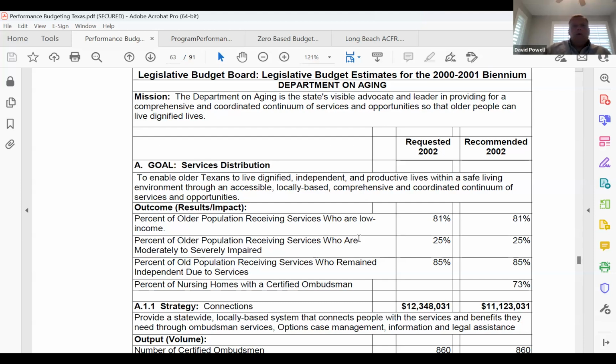So our goals are that we will serve 81% of the older population who are low income. We will serve at least 25% of the older population who are moderately to severely impaired. We will serve 85% of the older population receiving services who remain independent due to those services. And then 73% of nursing homes will have a certified ombudsman in those nursing homes. Those are our outcomes. Those are the things that we are trying to achieve.